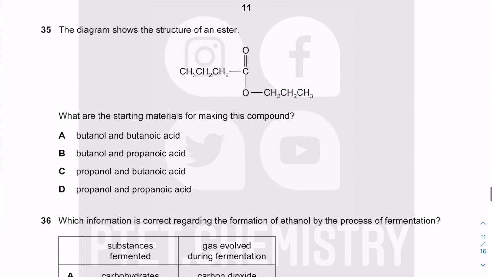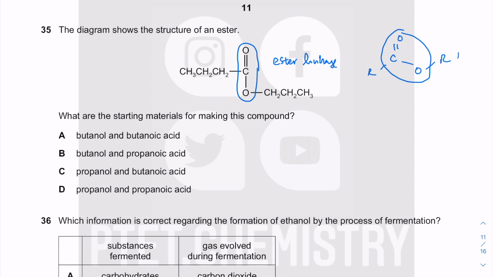35. So I hope you can see this is the ester. So this is the ester linkage. It looks a bit weird. Usually it's like this. But no matter how weird it is, you get a carbon-oxygen double bond. Next to it is a carbon-oxygen single bond. So when you want to break the ester, this is the linkage that you break.